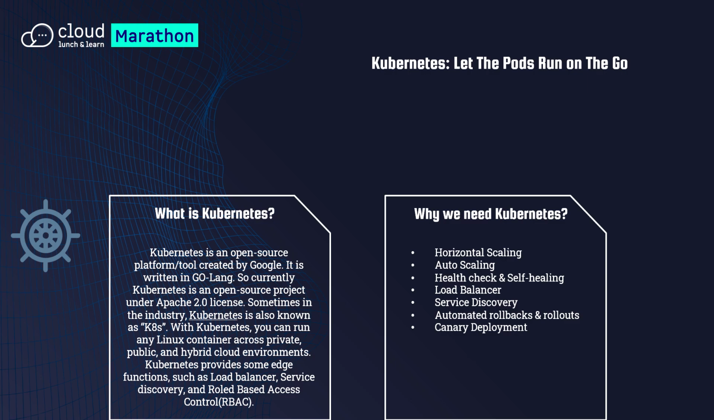With Kubernetes, you can run any Linux container across private, public, and hybrid cloud environments. Kubernetes provides some edge functions such as load balancers, service discovery, and role-based access control, also known as RBAC. So, why do we need Kubernetes? The answer is to help us to manage containers.